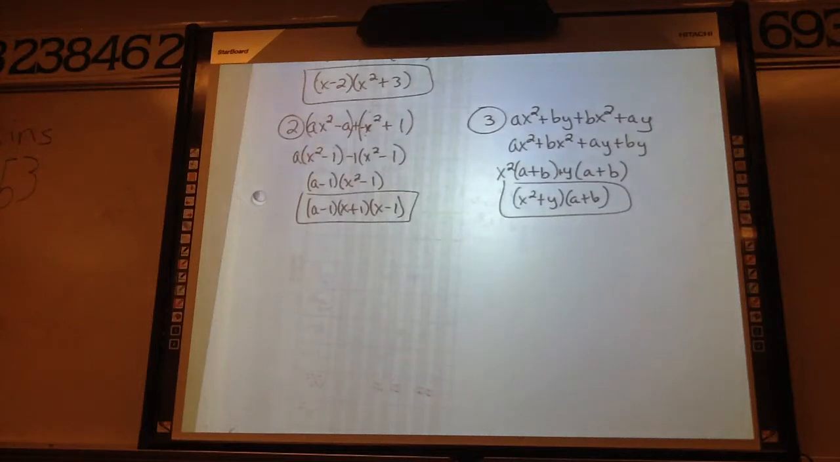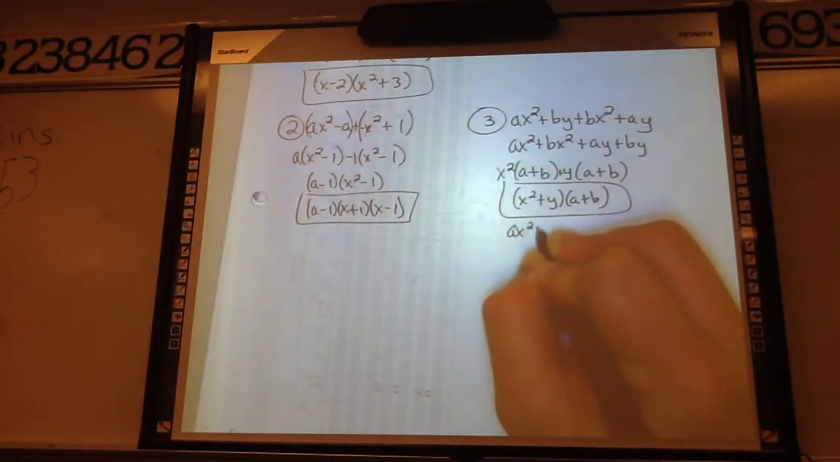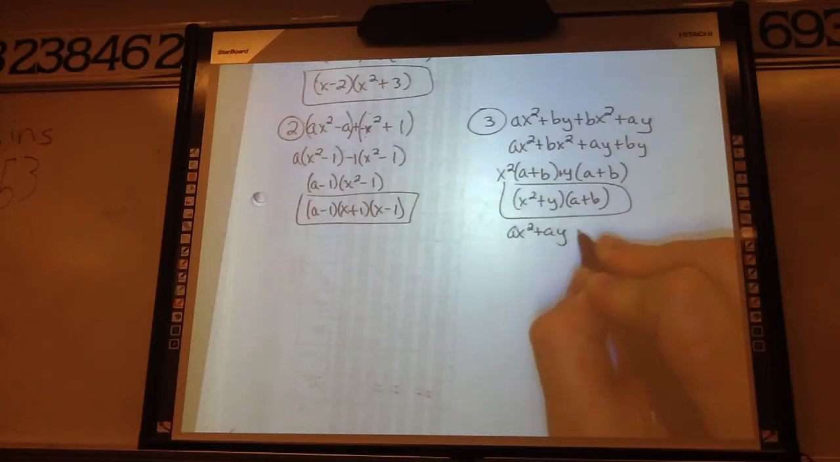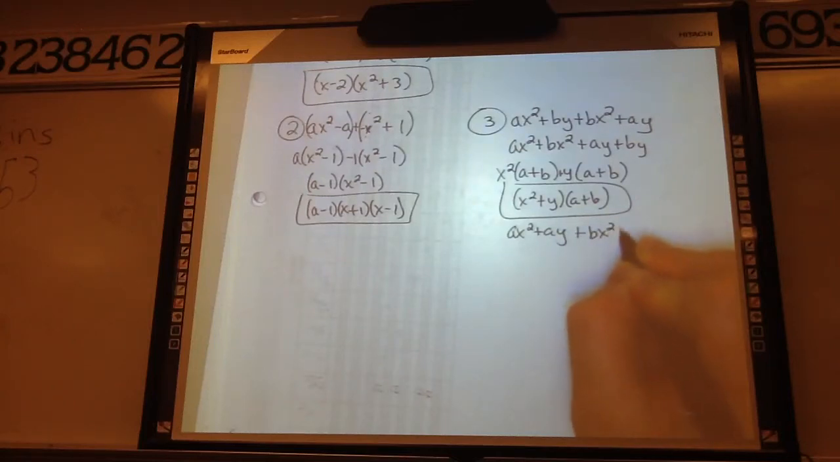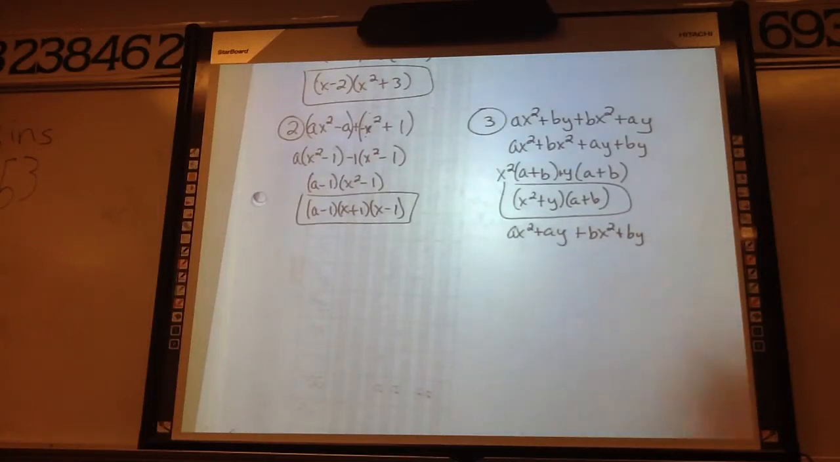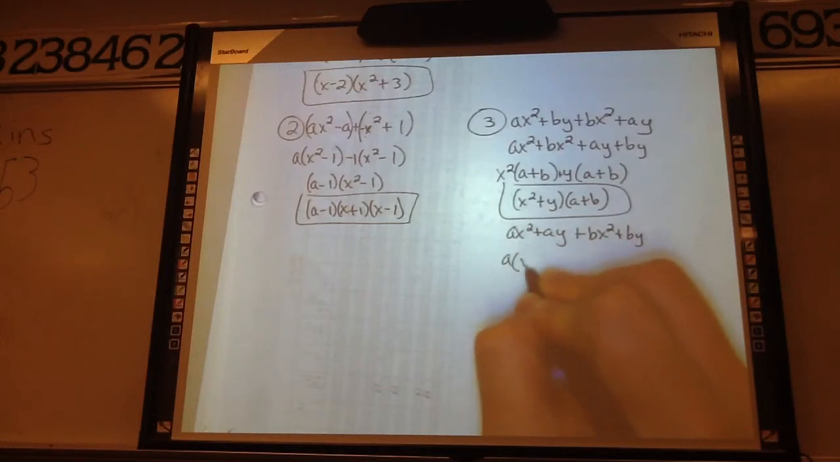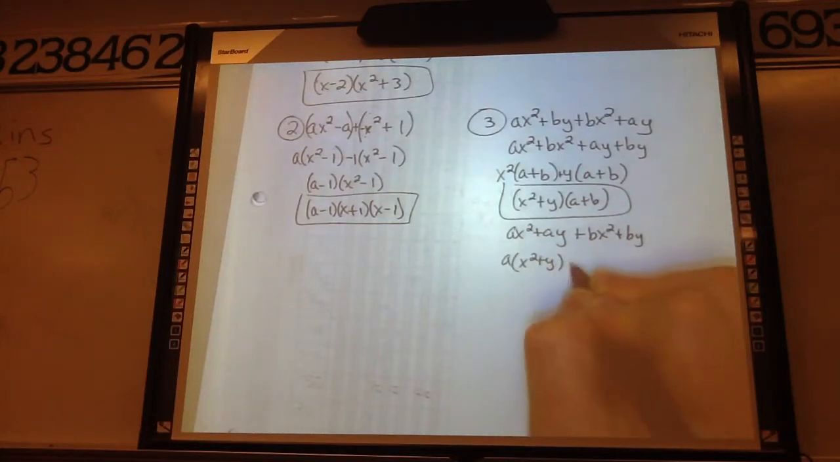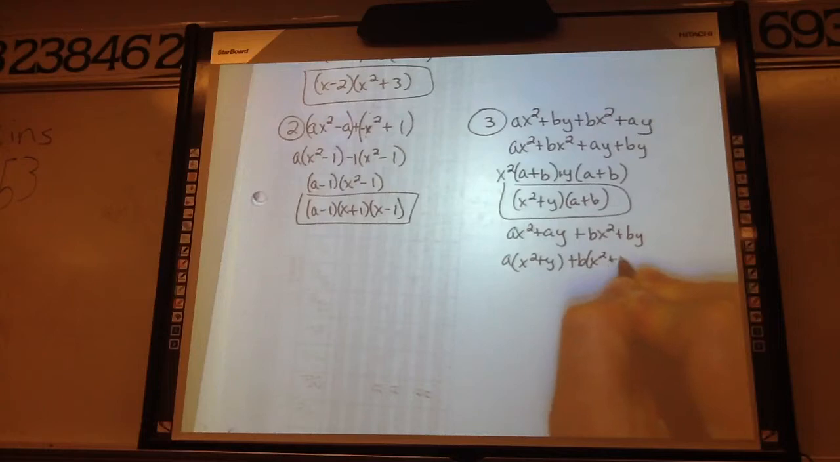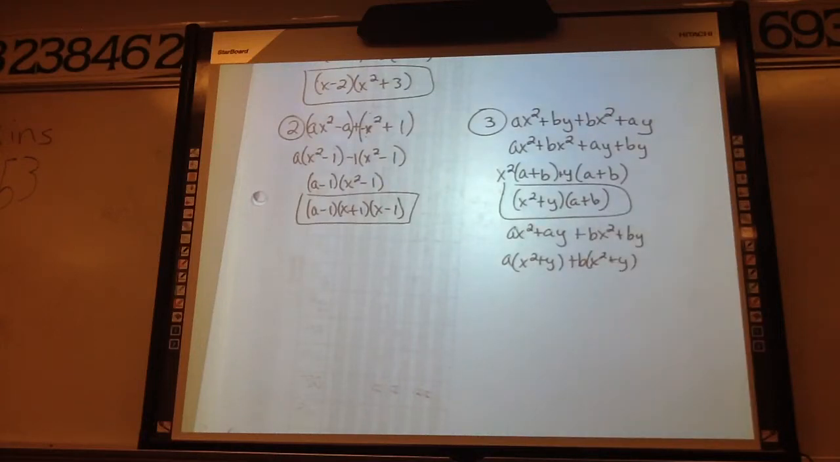Can you see me? Yeah. What did you do? I put ax squared plus ay and then bx squared plus by. I saw the two letters in front. That's what I did. But I got the same thing. Pull an a, got x squared plus y. Pull a b, and then x squared plus y, and then boom, you get the same thing. Actually, I like the way you did it better. That makes more sense. Doesn't matter. It's the same thing. It's just grouping.